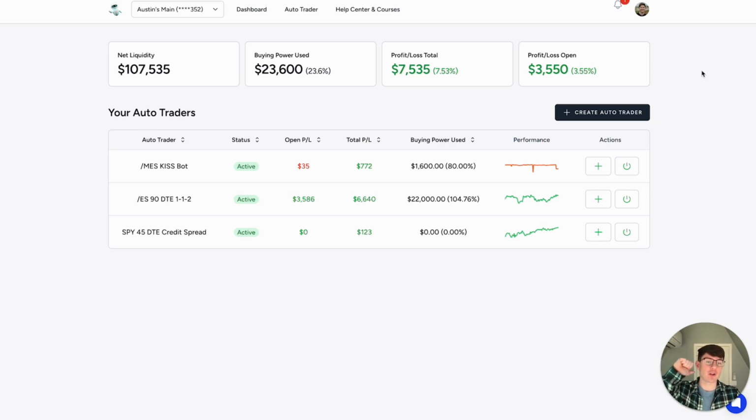So that's step 1. You need to sign up for the Options Auto Trader. Number 2, you need to connect your broker account, which I've already done. And then 3, you need to create your first bot based on the rules that I gave you. So I'm going to show you exactly how that works.